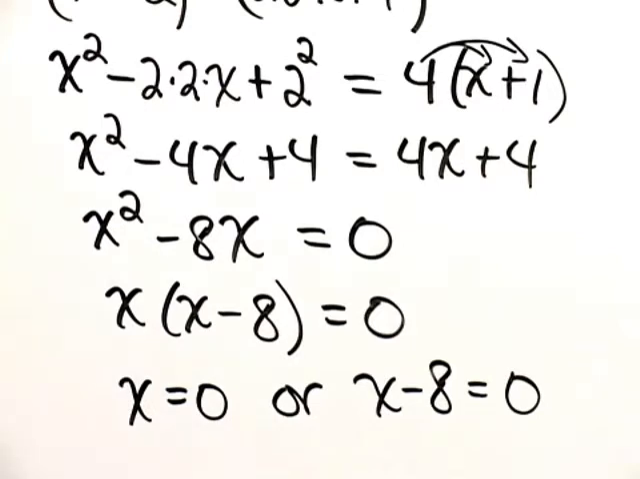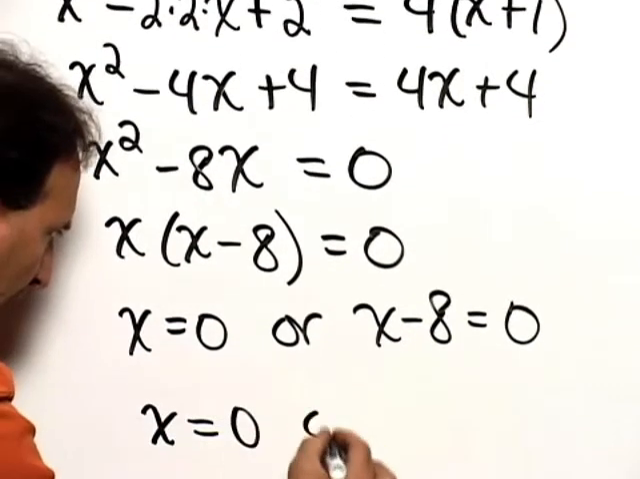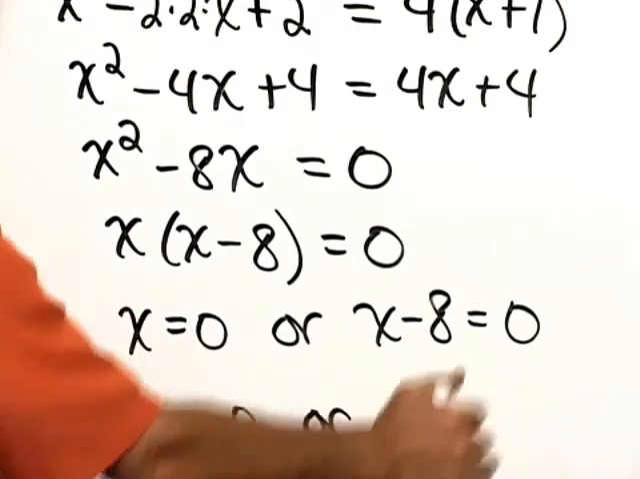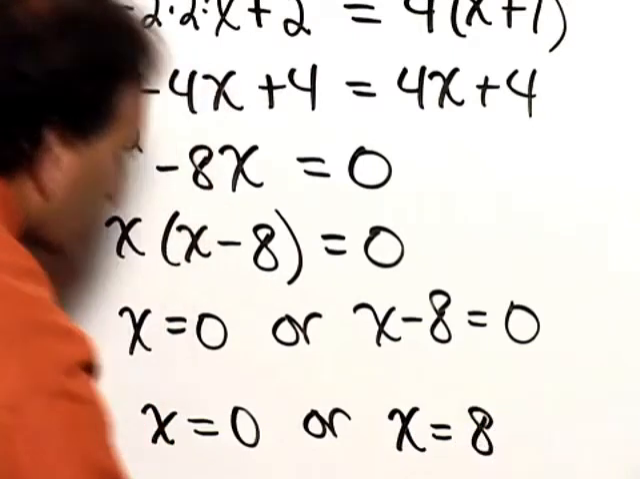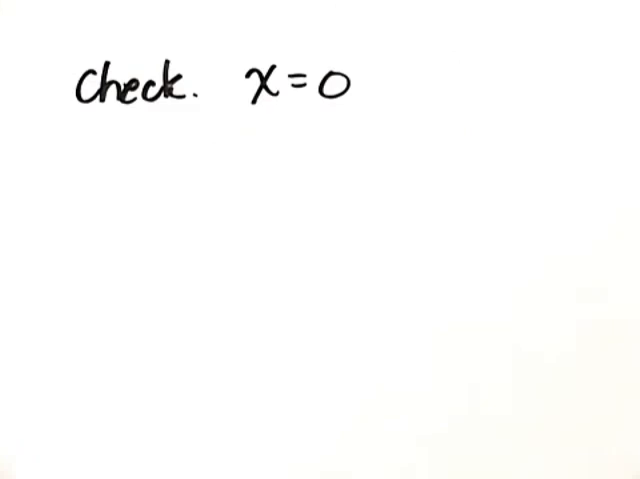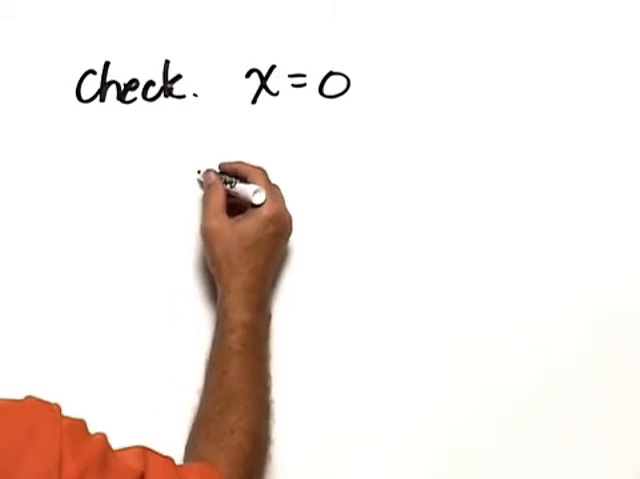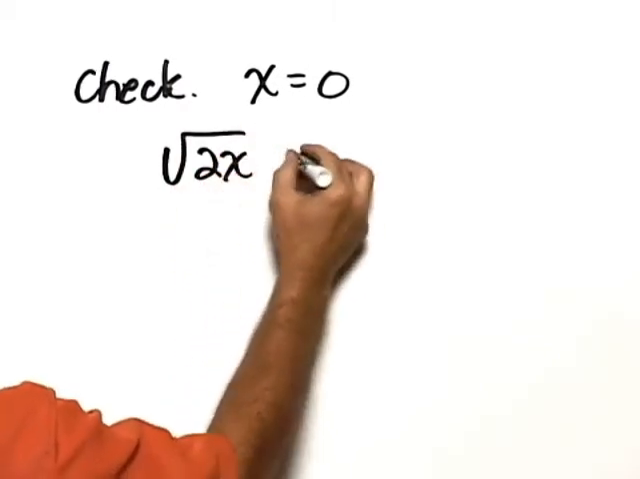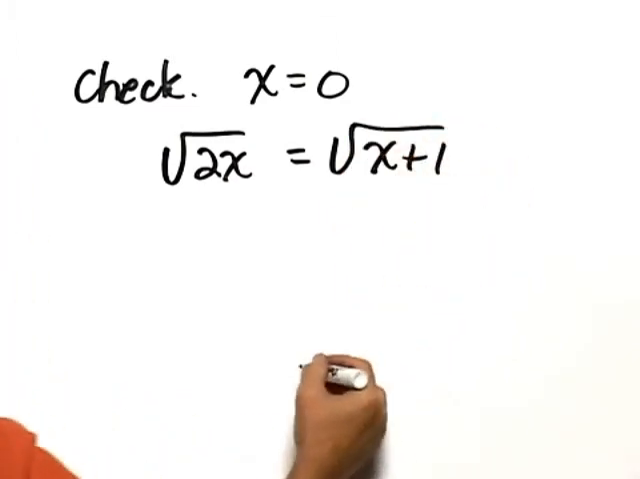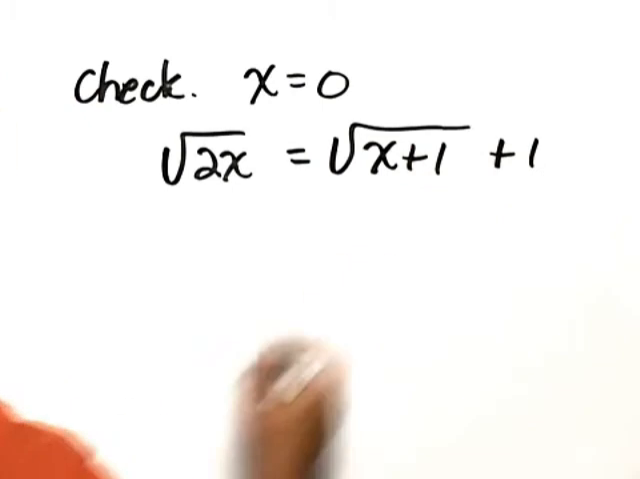This equation is already solved, but let me bring it down one line. So we have x equals 0, or in this equation we add 8 to both sides, giving us the result x equals 8. And now, because it's a radical equation, we need to check both of these answers. So let's do that. We'll start with checking x equals 0. We need to substitute that into the original equation, which is the square root of 2x equals the square root of x plus 1 plus 1.